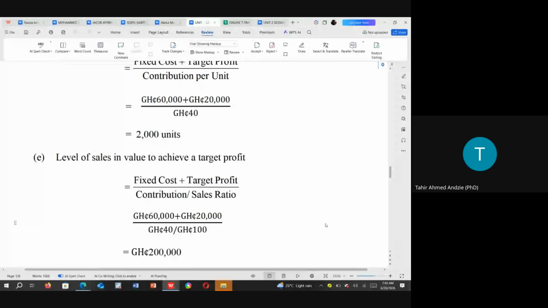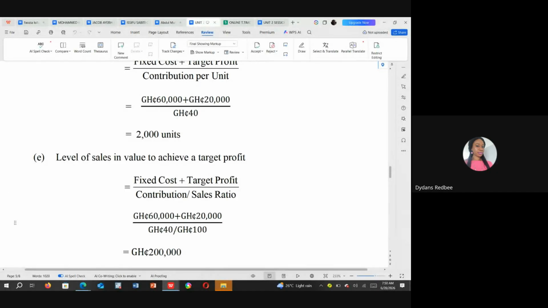I don't know whether it's the same in your book. Is it the same in your book? Yes, it's the same. So it is 60 plus 20 divided by 40 before you bring in the times 100. So you don't multiply the 100 by the 40 before you divide it. It will be wrong. You won't get it.